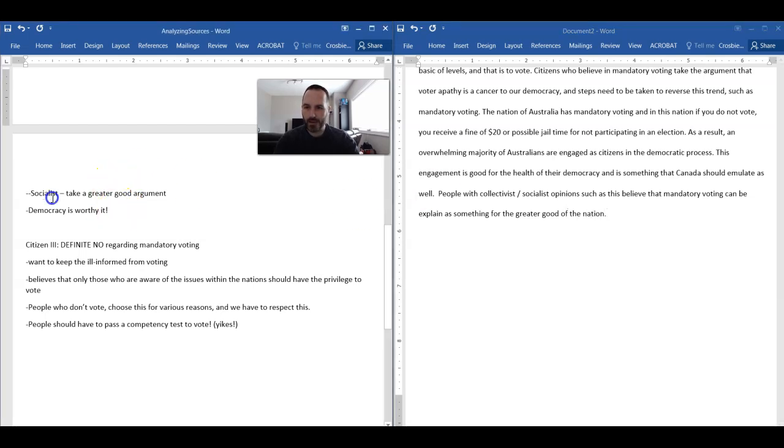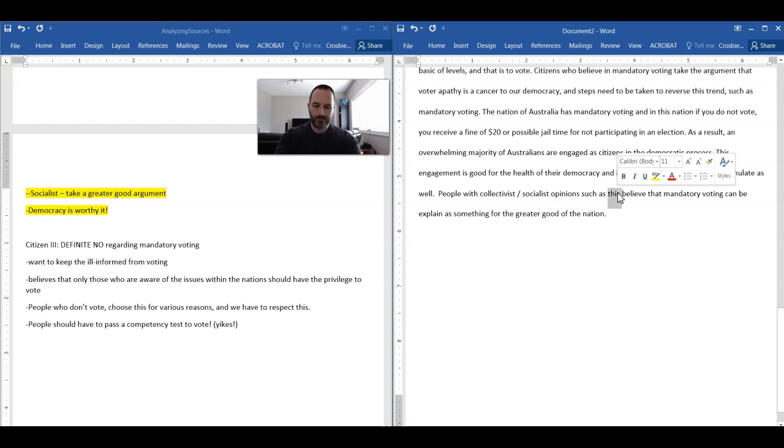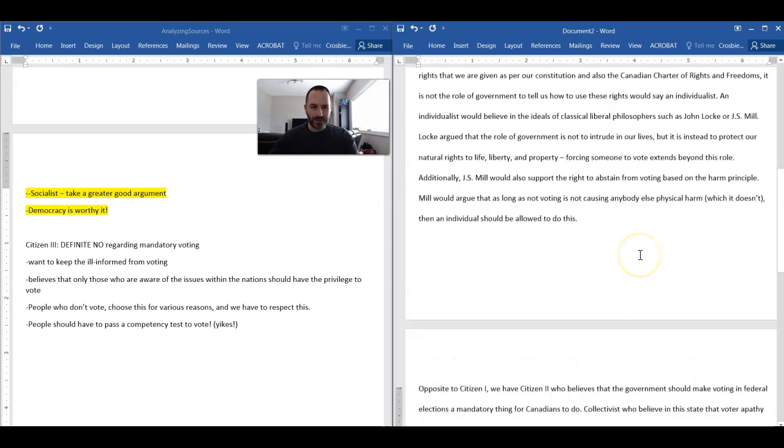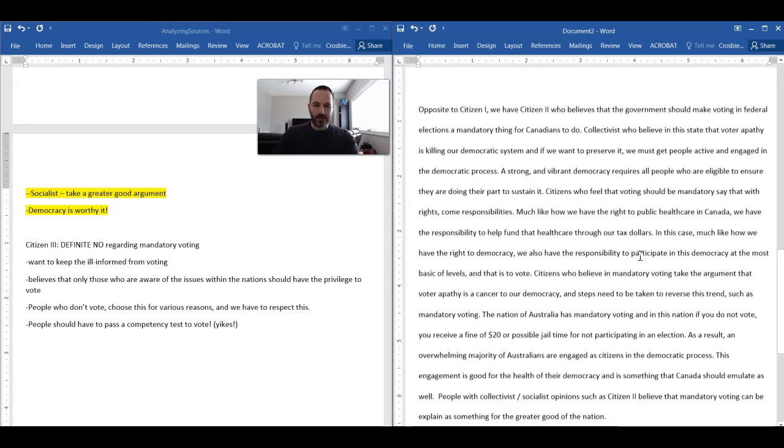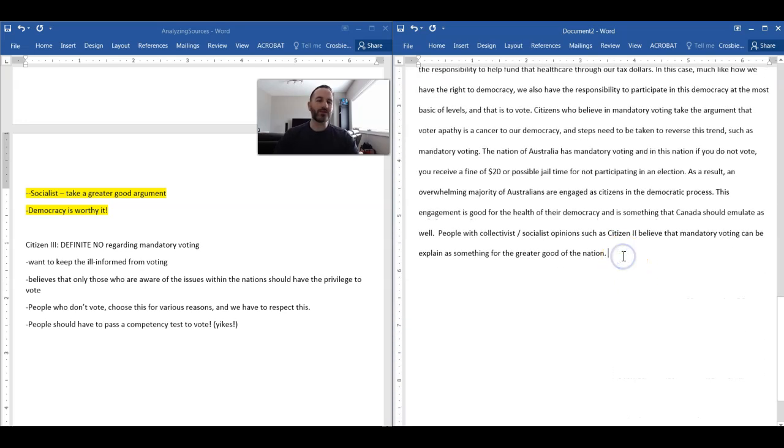There you go. So I added a little bit of ideological understanding here, right? People with collectivist/socialist opinions, such as we'll say Citizen 2, believe that mandatory voting can be explained as something for the greater good of the nation. All right, let's see how much we got so far here. Whew! Look at us go. And at this point now, guys, all we have to do is our opinion. Oh, this is so easy.